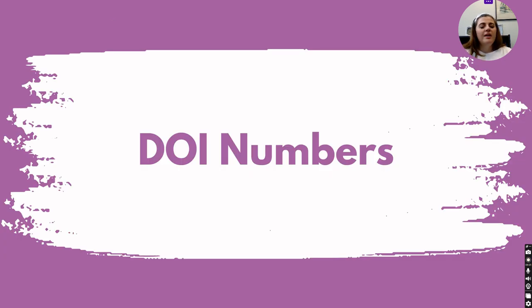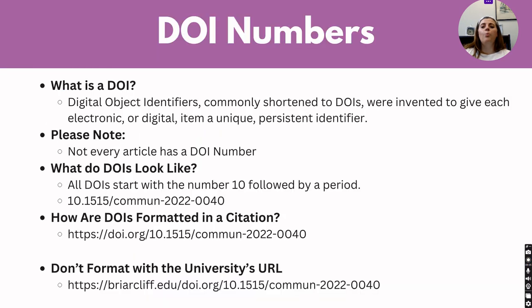DOI numbers. DOI numbers are something that tricks up a lot of people. And what is a DOI? A digital object identifier, commonly shortened to DOI, was invented to give each electronic or digital item a unique persistent identifier. Think of them as ISBN numbers for online sources.